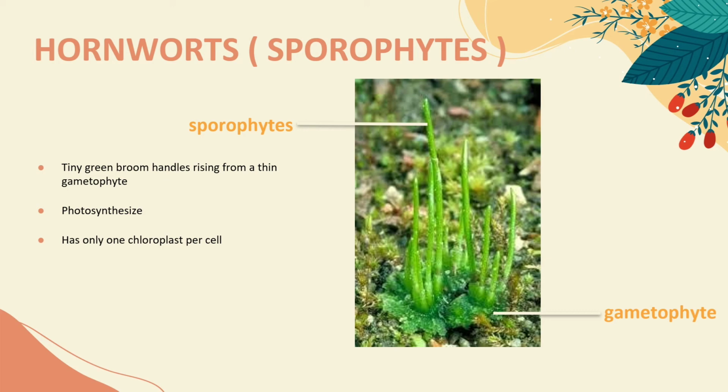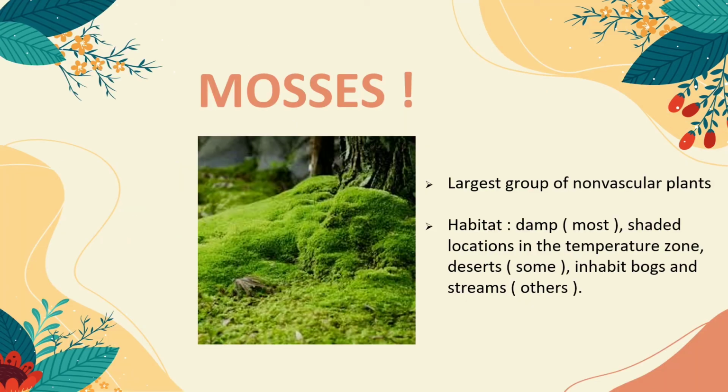Sporophytes usually resemble tiny green broom handles rising from a thin gametophyte, and their diameter is usually less than 2 cm. Sporophytes can also photosynthesize, although each cell only has one chloroplast. The third group of bryophyte is mosses.